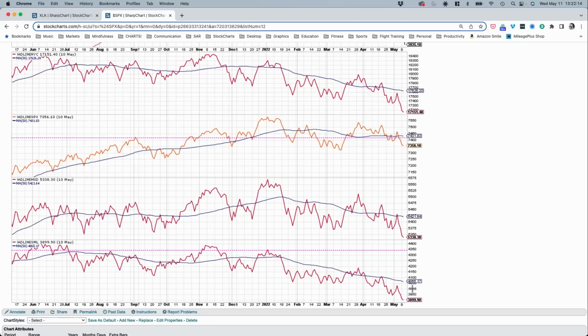Three of these four are very subjectively color-coded red by myself because they have made a new low for the year in the last week. Right, the New York Stock Exchange, a pretty broad universe of U.S. stocks, the mid-cap breadth, the small-cap breadth, all in a confirmed downtrend. The only one that is not broken down yet is the S&P 500, the large-cap breadth.